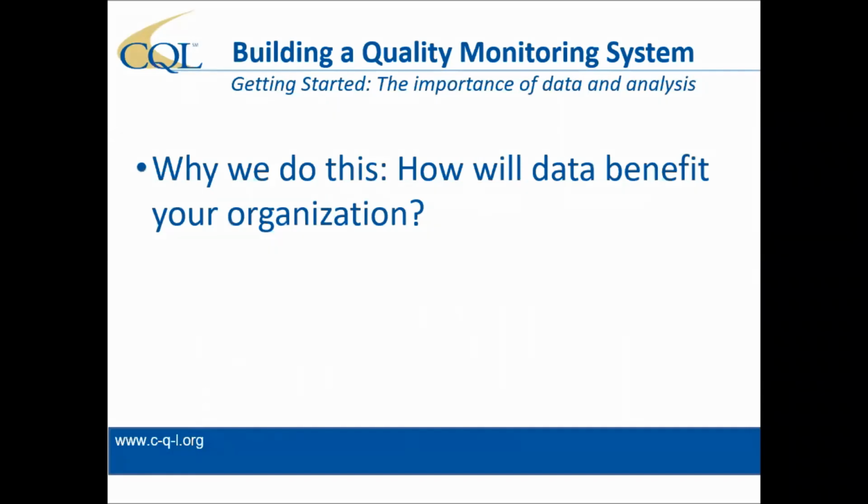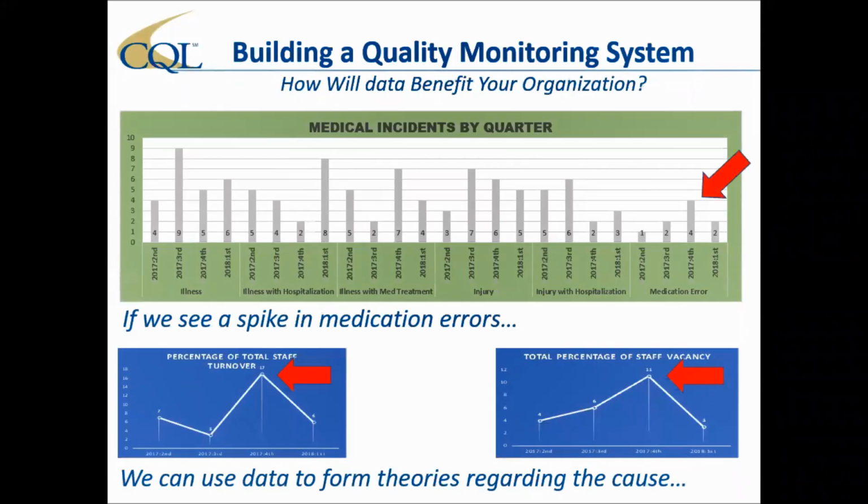So we really want to think about why we do this. Why should we bother with data? Why should we have a quality monitoring system in the first place? What is the goal of that? When we're thinking about numbers, this is just a representation here. In terms of building a quality monitoring system and what we can achieve with that, we can look at trends. We can do some cross analysis. So in this example, if we see a spike in medication errors in the fourth quarter, we might also look at the other data that we have during the fourth quarter, right? So what else is going on? Did we have an increase in our staff turnover or staff vacancy? By having a quality monitoring system, we can form theories as to what is causing our medication errors or whatever it might be.